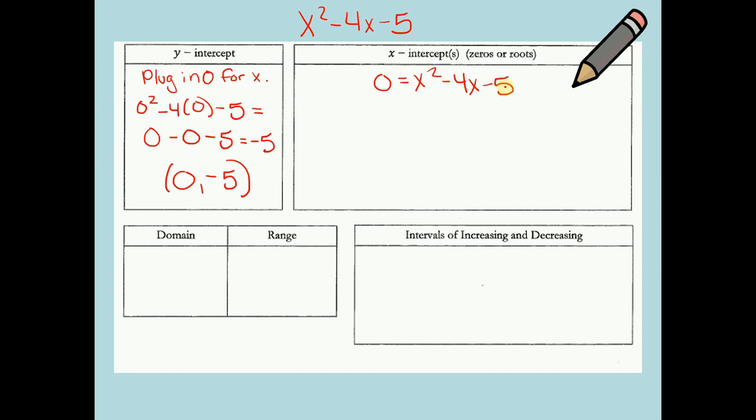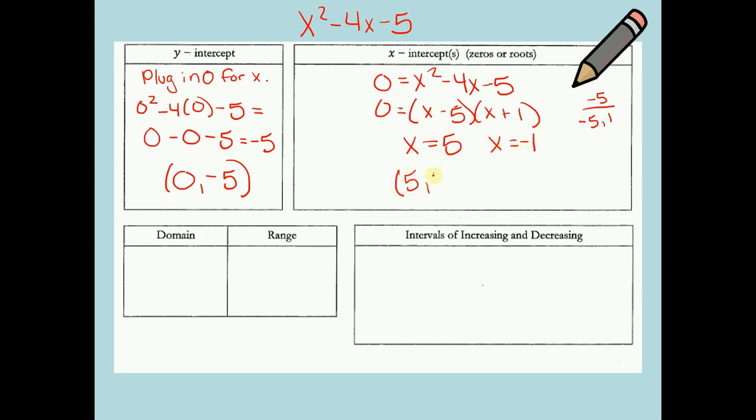Okay, now I need to solve this equation. How am I going to solve that? I wonder if it's factorable. So that'd be 1 times negative 5. Numbers that multiply to make negative 5 but add together to give me negative 4. Negative 5 and 1, right? That'll give me negative 4. So I can factor this into (x minus 5)(x plus 1). So x can equal 5 or x can equal negative 1. Those are my two x-intercepts.